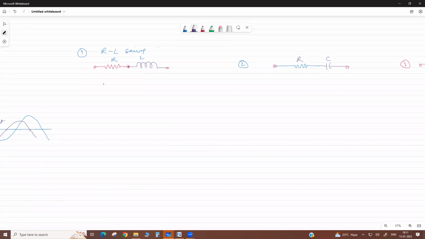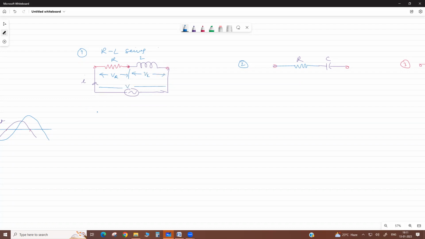Here, when we apply a sinusoidal voltage, current flows. Due to this current, there is a drop across R and L. And here is the total source voltage, RMS value, okay?